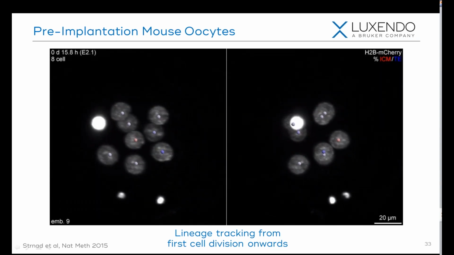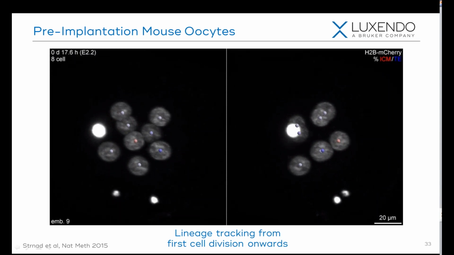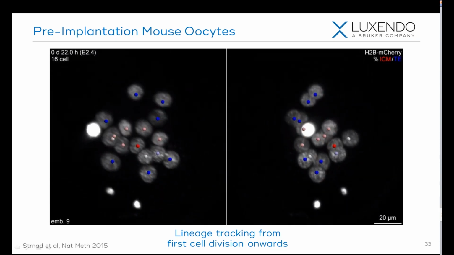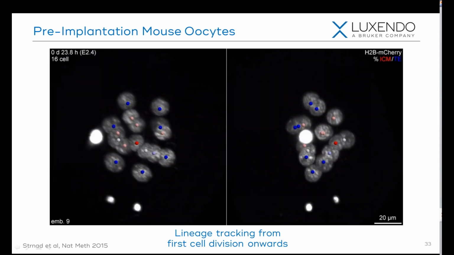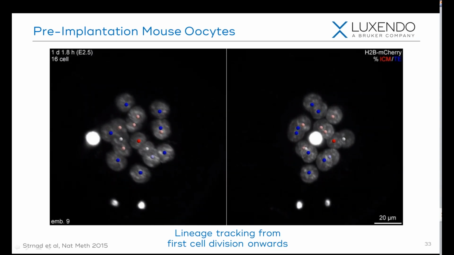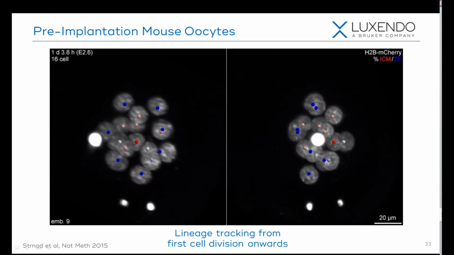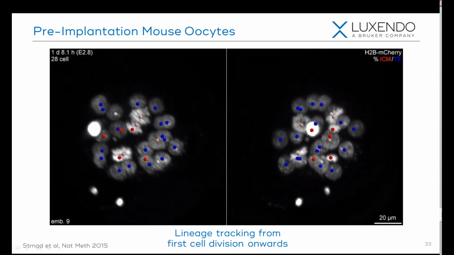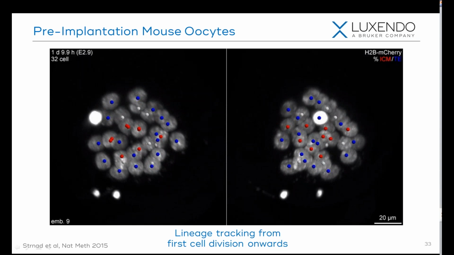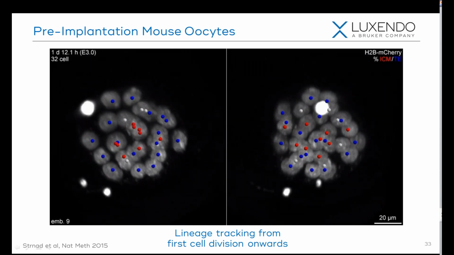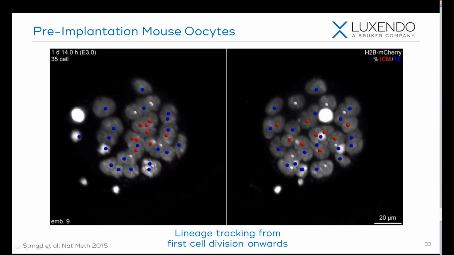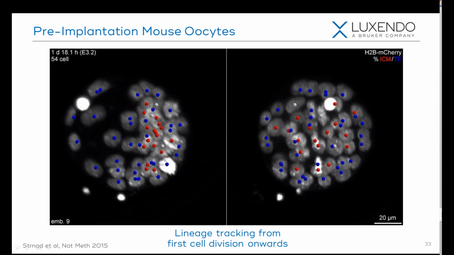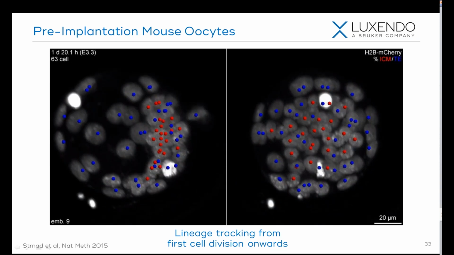What's extremely impressive about this is that these oocytes that we imaged had similar cell division timing and similar number of cells as their counterparts that were cultured in vitro. And we were able to implant some of these into pseudo-pregnant females, and healthy pups were born, highlighting the ability of this technique to monitor cell division with extremely high resolution and minimal to no photo damage.